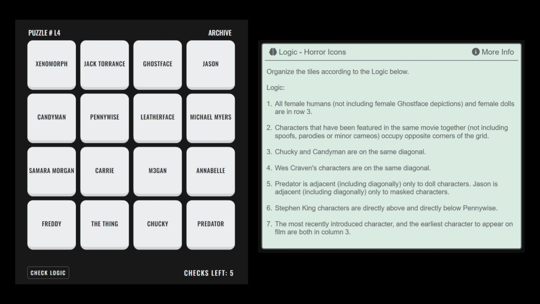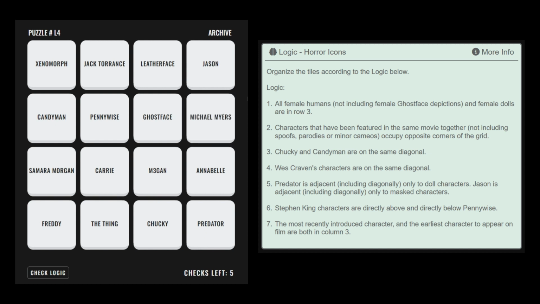From rule number 4 we know that Wes Craven's characters must be on the same diagonal, and so Ghostface must be placed here on the same diagonal as Freddy. Leatherface is the earliest character to appear on film, and so according to rule number 7 must be placed here in the only position available in column 3. This leaves Michael Myers here, below Jason.